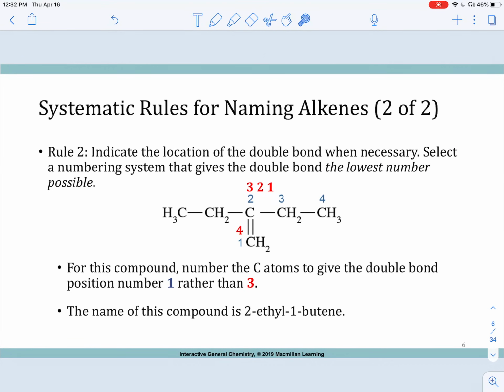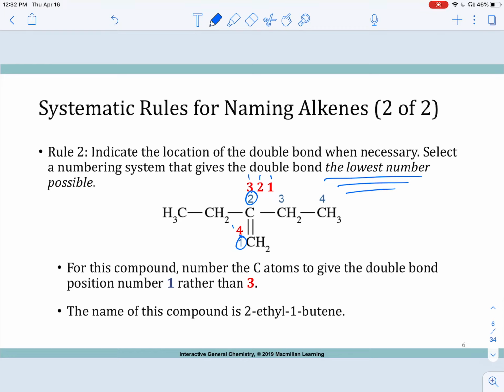Okay, so rule number 2. What about actually the name itself? So this says indicate the location of the double bond when necessary. Select a numbering system that gives the double bond the lowest number possible. So just like substituents, we want to keep the numbering system 1, 2, 3, 4, and not 1, 2, 3, 4. We don't want the double bond at the 4 position. We want to minimize that. So we want to start our numbering at the 1 position there. So that is what we're going to name this.